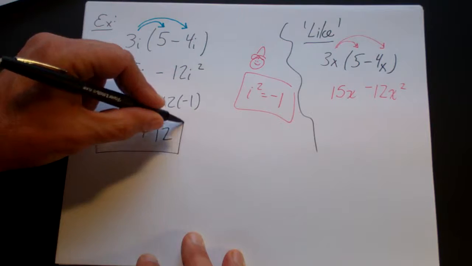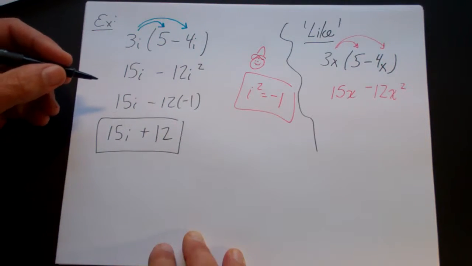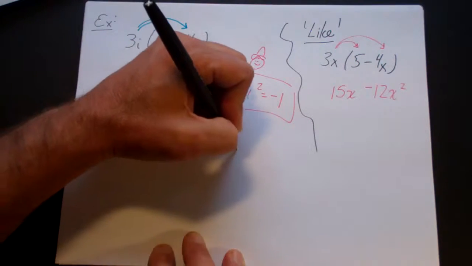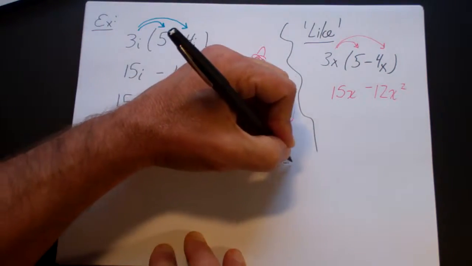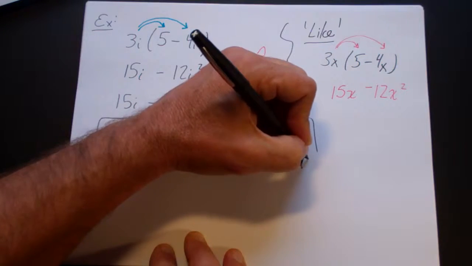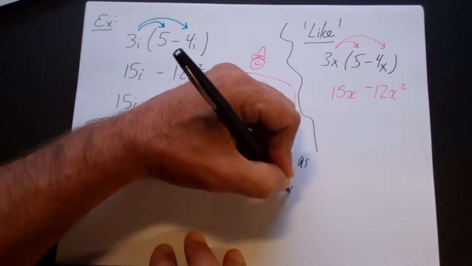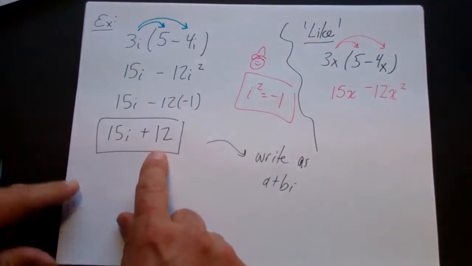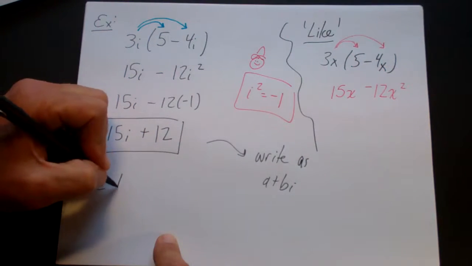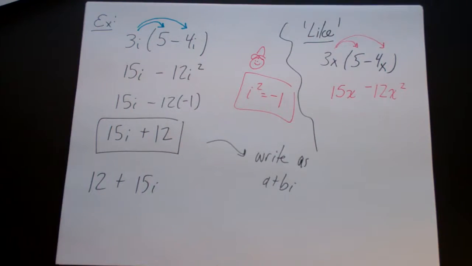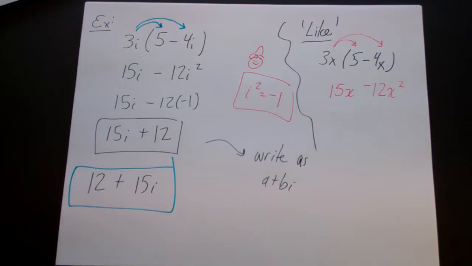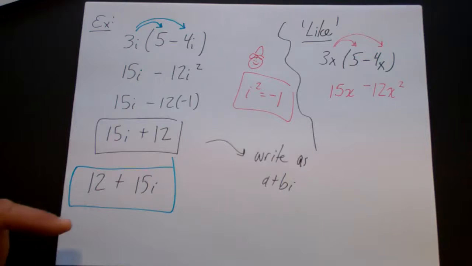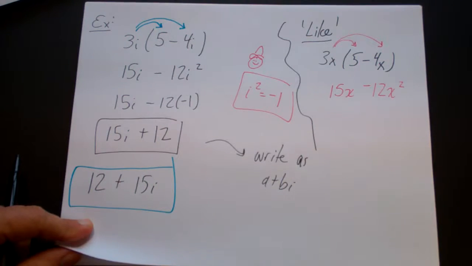Now that's your answer. Typically we would like to write it in the form a plus bi. So this is correct, but we want to write your answer as a plus bi. That is, we want to write the real part first. So that's going to be 12 plus 15i. And that's going to be the final answer that we want right there. And that's all there is to it. That's how you multiply complex numbers.